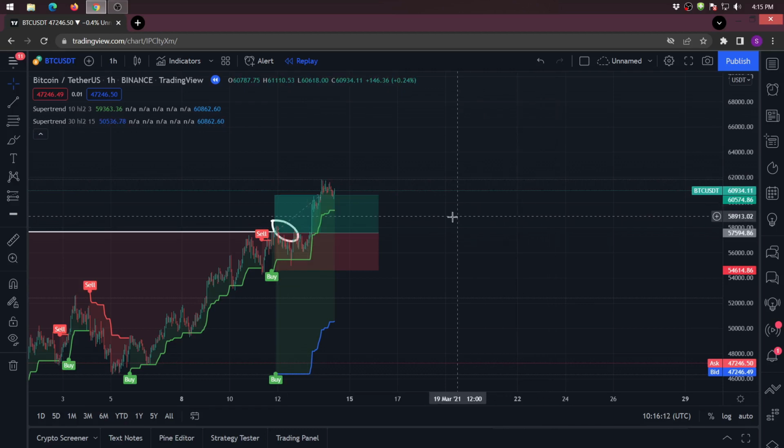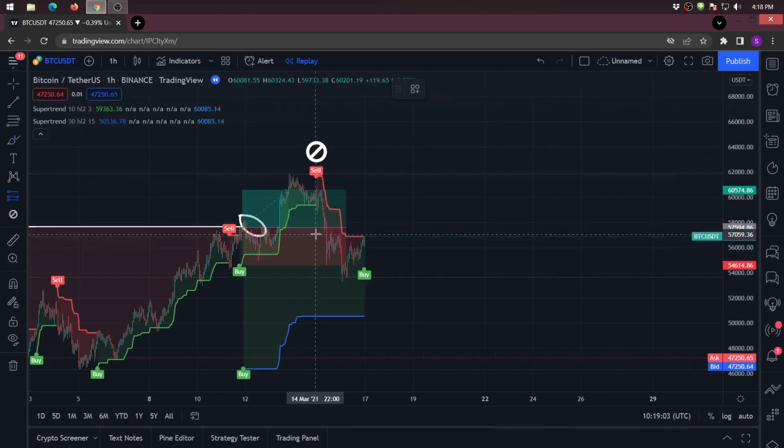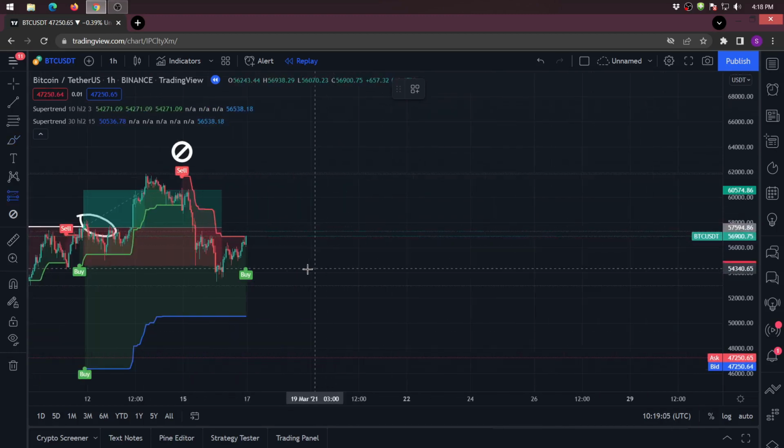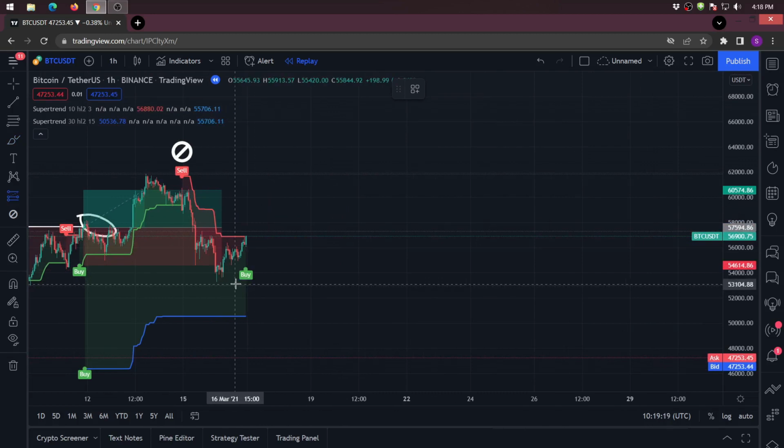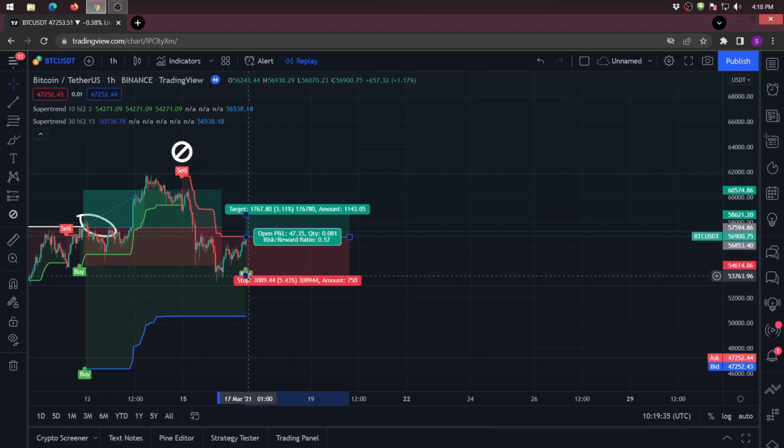So let's go with another example. In this chart you can see the long term price is bullish, but we get a sell signal from the short term, so we avoid this signal. After a few candles, you can see another buy signal from the short term Supertrend indicator, and also the market is now bullish, so we enter the trade here and our stop loss will be the last swing low and the profit target will be one time from the stop loss.